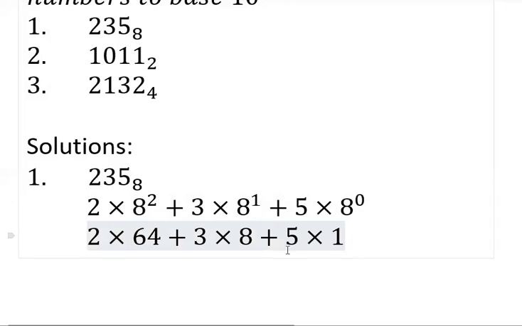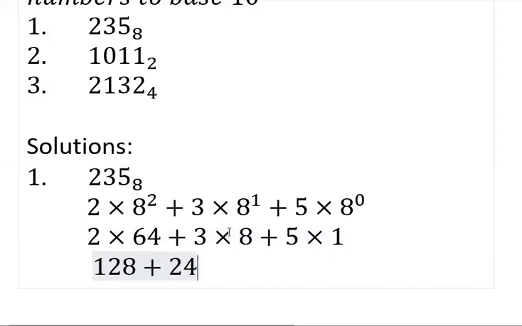So the next step now is 2 times 64 will give us 128. Let's make do with this. Give us 128. Very good. Plus 3 times 8 give us 24. Awesome. Plus 5 times 1 will give us what? 5.